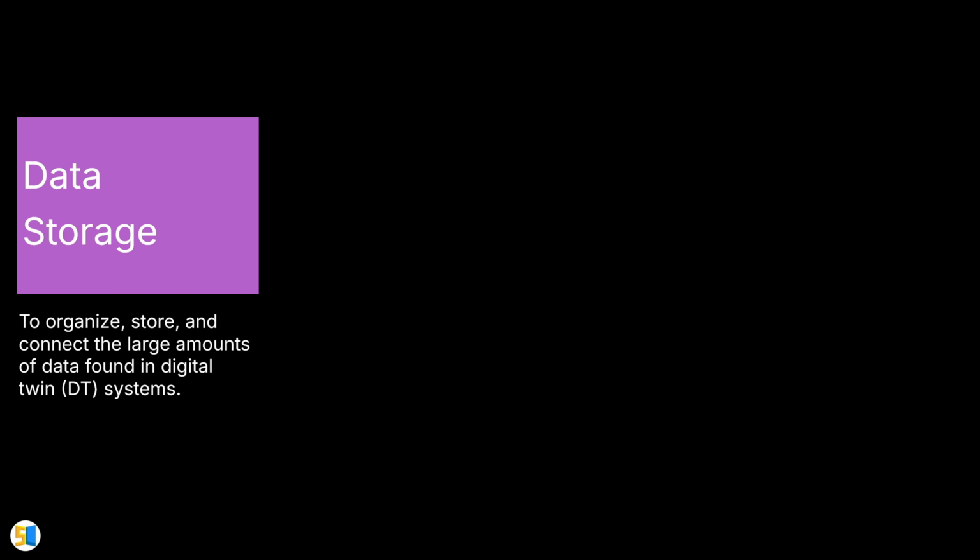The next cycle is data storage. A data storage system is used to save collected information so it can be processed, analyzed, and managed later. It plays an important role in classifying, sorting, and keeping data, and allows quick access and updates when needed. The main goal is to organize, store, and connect the large amount of data found in digital twin systems.